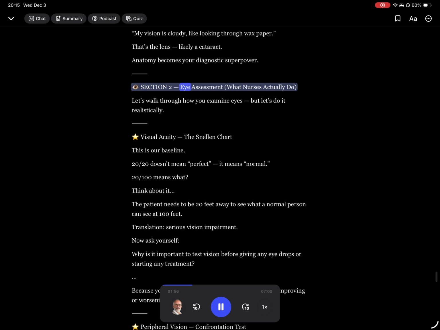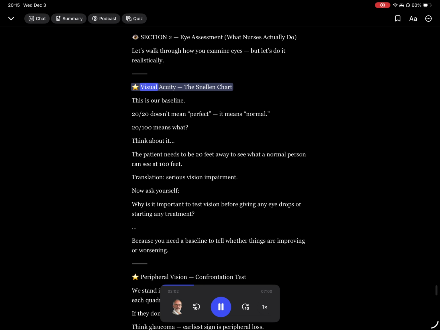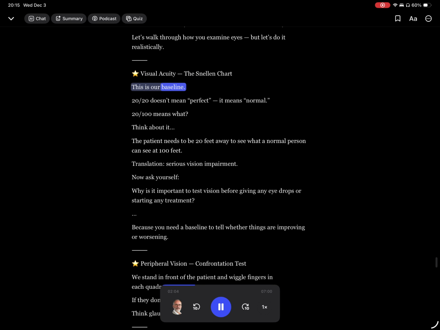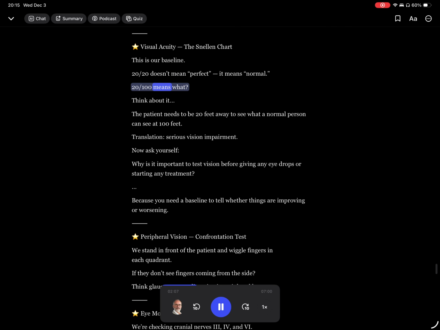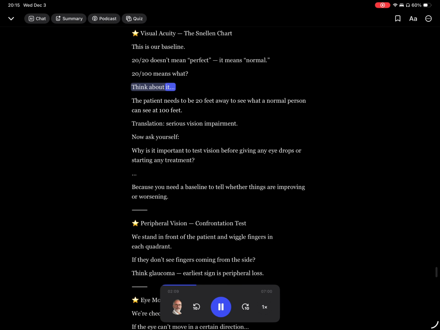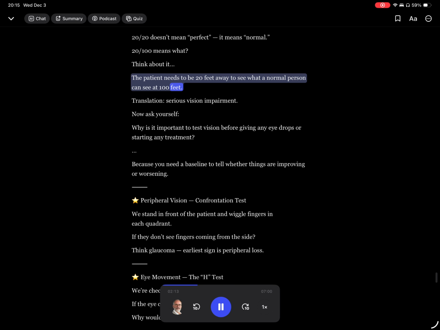Section 2. Eye assessment. Let's walk through how you examine eyes, but let's do it realistically. Visual acuity, the Snellen chart. This is our baseline. 20/20 doesn't mean perfect, it means normal. 20/100 means what? Think about it. The patient needs to be 20 feet away to see what a normal person can see at 100 feet.